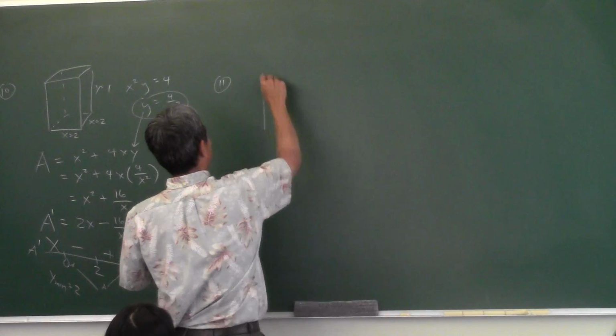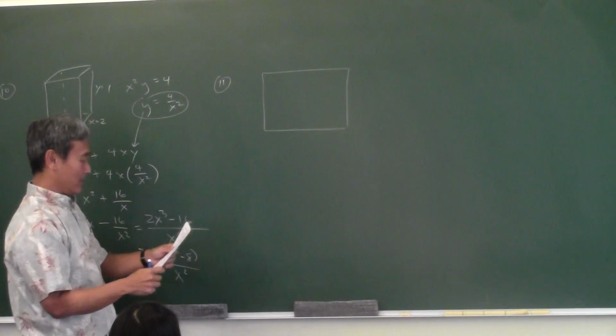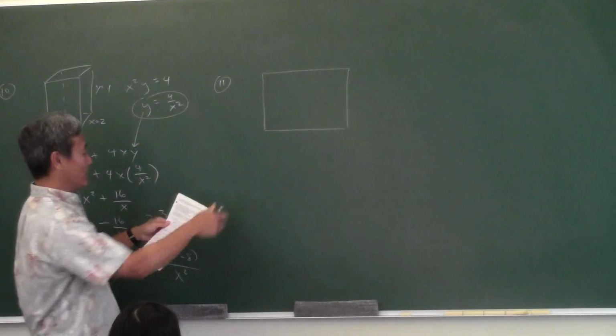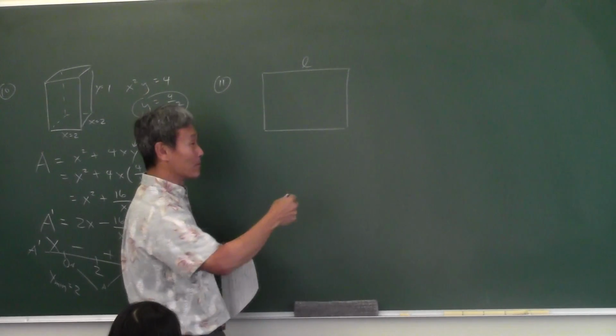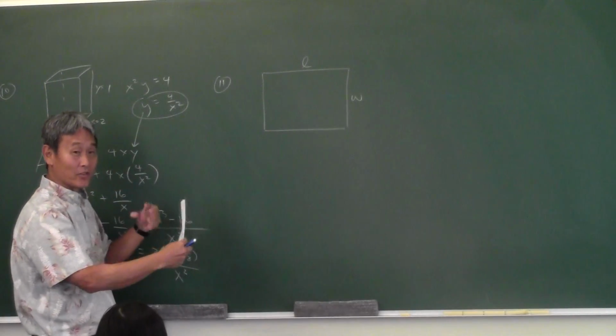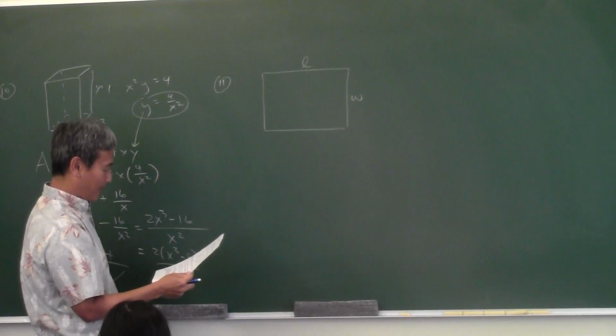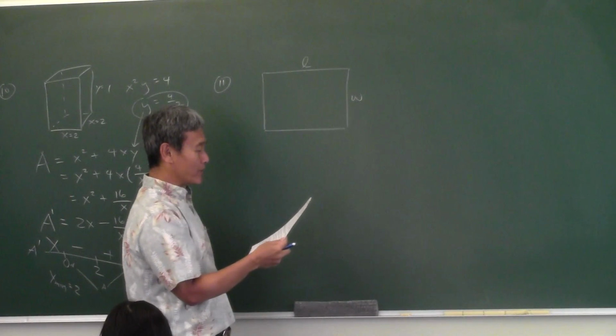Okay, related rates. This is probably another thing gone from your memory. So we have a rectangle. Here is the length of the rectangle. It's changing, so you have to label it with a variable. This is the width of the rectangle. It's changing, so you have to label it with a variable. The length of the rectangle is increasing at the rate of 3 inches per second.